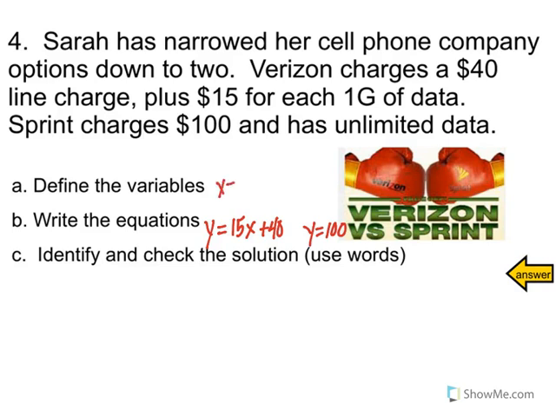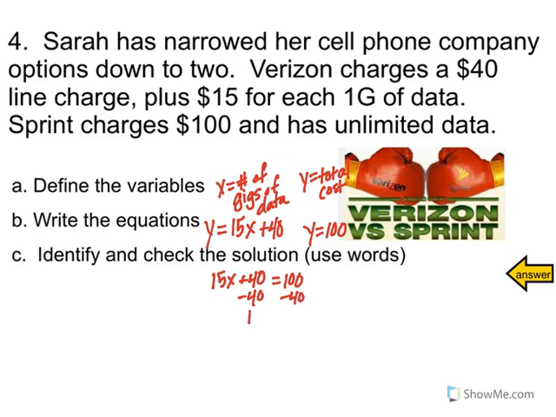My 2 variables here are x is equal to number of gigs of data, since they charge $15 per gig, and y would be the total cost. Again, both of these are equal to y, so both are in slope-intercept form, which means that they also equal each other. So 15x plus 40 will be equal to 100. I can solve this for x. So 15x is equal to 60.